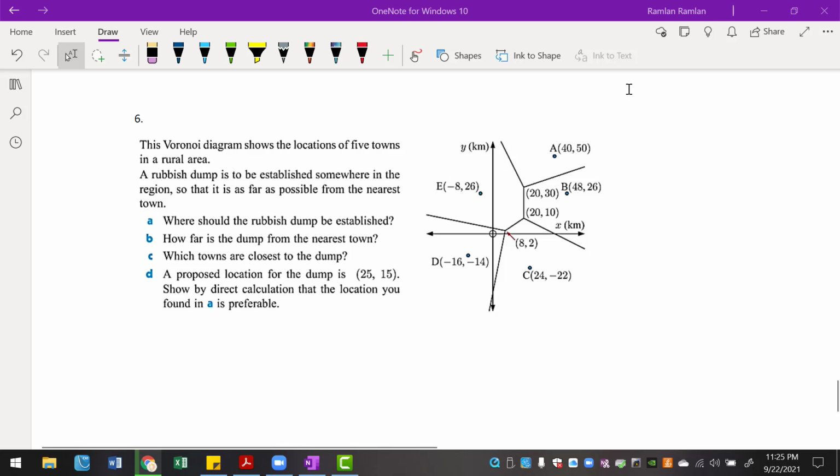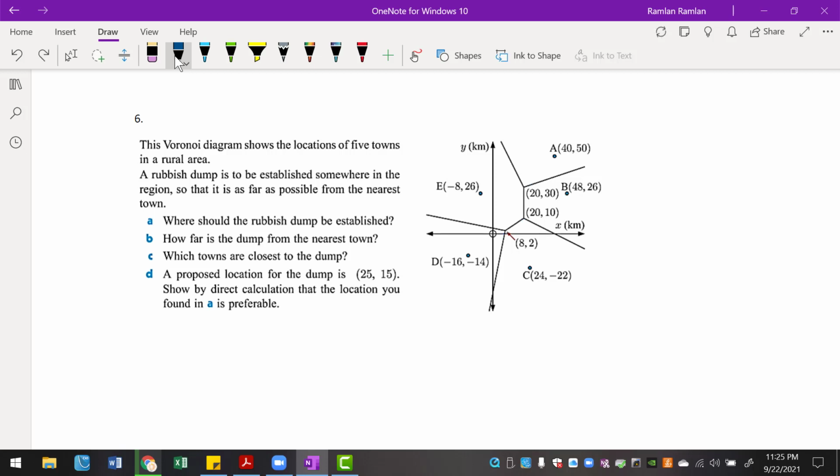So here we have a number of sites, A, B, C, D, and E. So we have 5 sites, and in the image we have the construction of the Voronoi diagram, and we have these 3 vertices, this one here, and this one here. Okay, so those are the vertices.